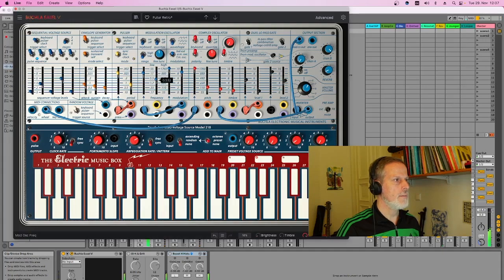Okay, so that's about it. I found the patch very interesting because of its rhythmical applications, and hope you did too.